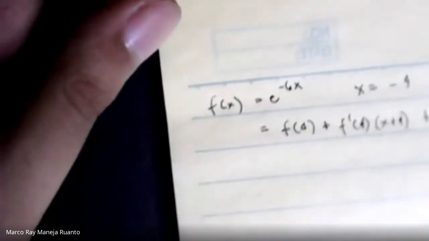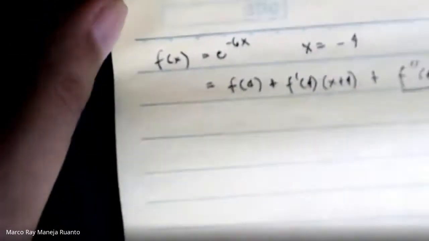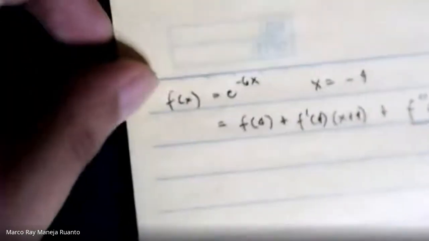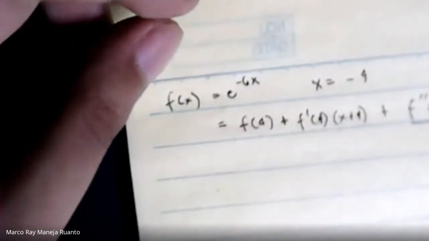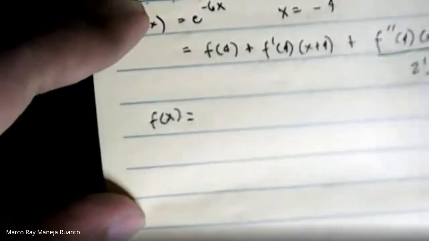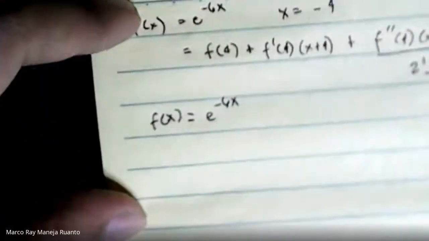We will try sa first, no? Determine each of the expressions, especially kaning mga nag-involve of derivatives. Okay? So, we know that f of x is equal to e to the minus 6x. Okay?